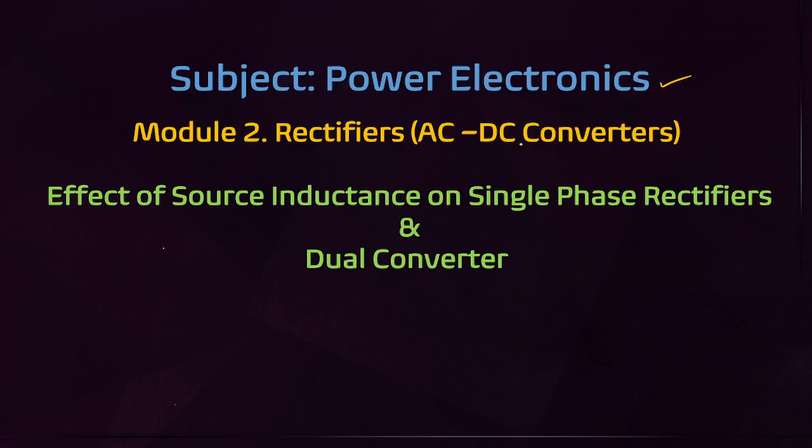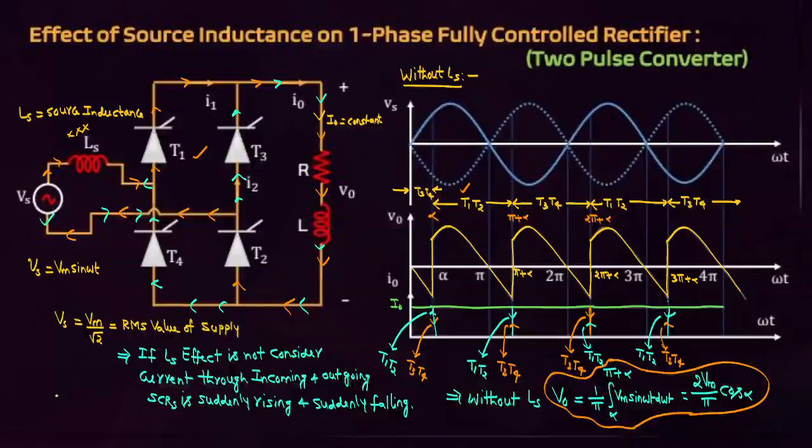In this session, with respect to module 2 rectifiers, that is AC to DC converters, I would like to discuss the concept of the effect of source inductance on single phase rectifiers and the dual converter concept. All of you concentrate. First, we have to start with the effect of source inductance on a single phase fully controlled rectifier, or full wave rectifier, which is also called a two pulse converter. Let's consider Ls is the source inductance.